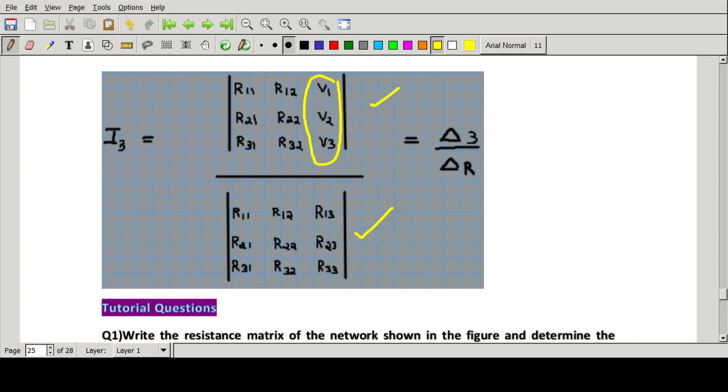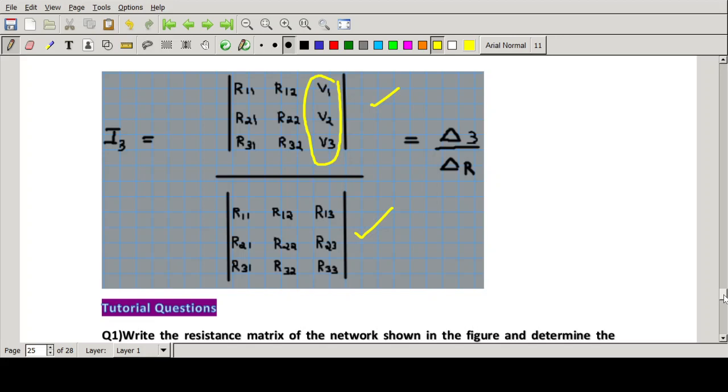First you have to write the matrix, that is R into I is equal to V, where R is the resistance matrix, I is the current matrix, and V is the voltage. If you want to find the current I1, first you have to find the determinant of the resistance matrix. Then for current I1, it is delta 1 by delta R. To get delta 1, you replace the first column of the resistance matrix by the voltage terms. You will get a better understanding when we work out this problem.